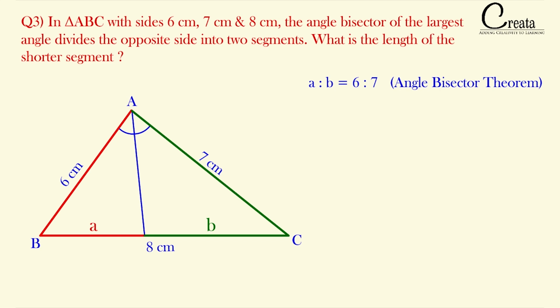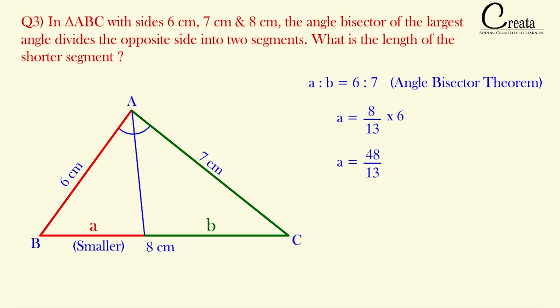Now we got that segment A is the smaller and segment B is the larger. And the question is asking about the length of the shortest segment. Means the question is asking about the length A, that is this segment. So we have to find the value of A. Just simply applying the fundamental of ratio and proportion, we got the value of A as 8/13 into 6. Okay, 6:7, so 6 plus 7 is 13. So we got the value of A as 8/13 into 6, that is 48/13. That is the answer to our question.